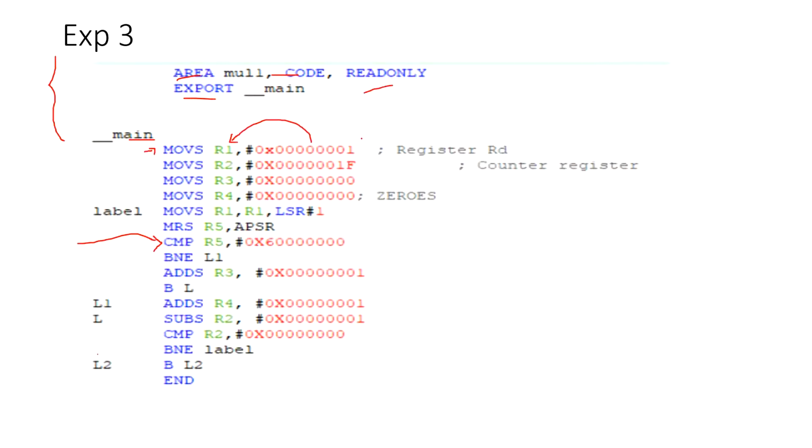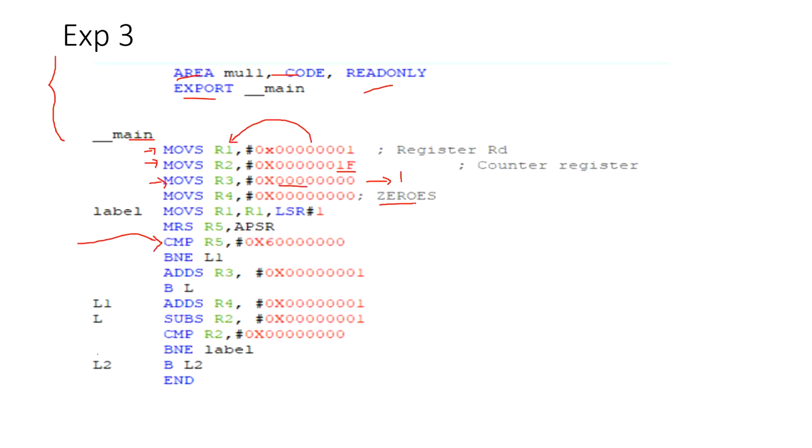From this data I need to know how many zeros and ones are there. So the second register is a counter register. As I told you, I need to keep a counter of 31. So I have kept it here. Then I need two registers R3 and R4. This R3 is to count how many ones are there, and this R4 is to count how many zeros are there.